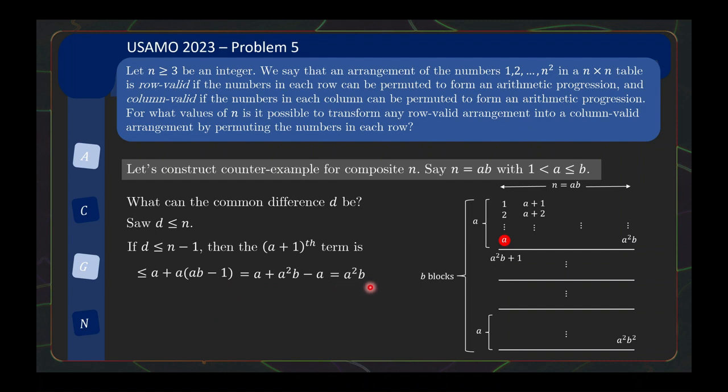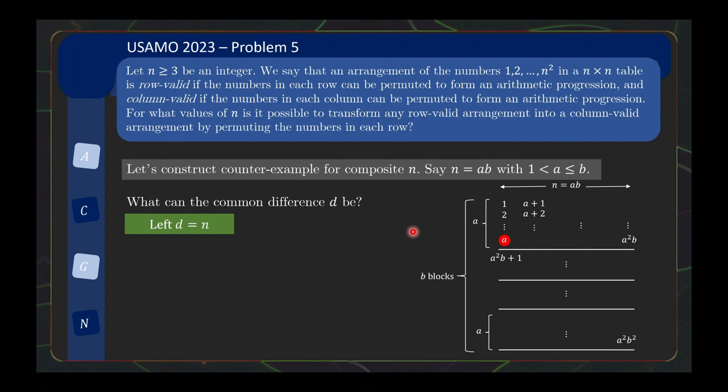So if the common difference is too small, we've shown that the first A plus 1 terms must all lie inside these A rows, because A squared B is right here, right? This is A squared B here. So we'll overpick terms from the first A rows, which is not allowed. There are too many terms in the first block. So this shows that the common difference is forced to be equal to n.